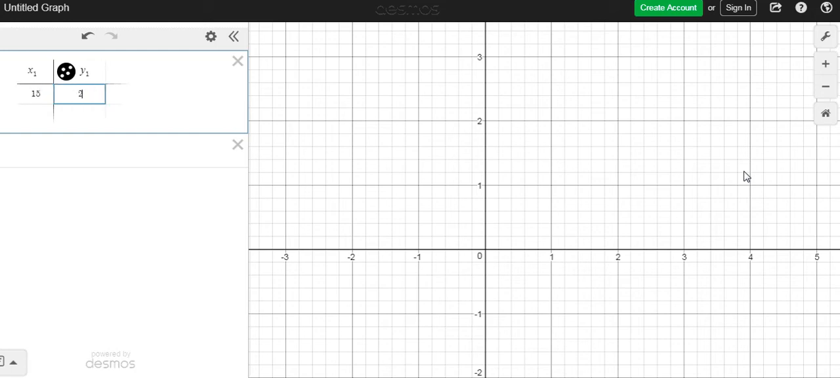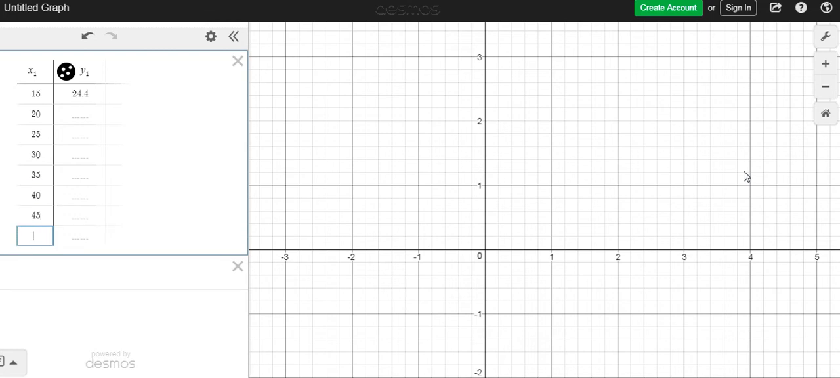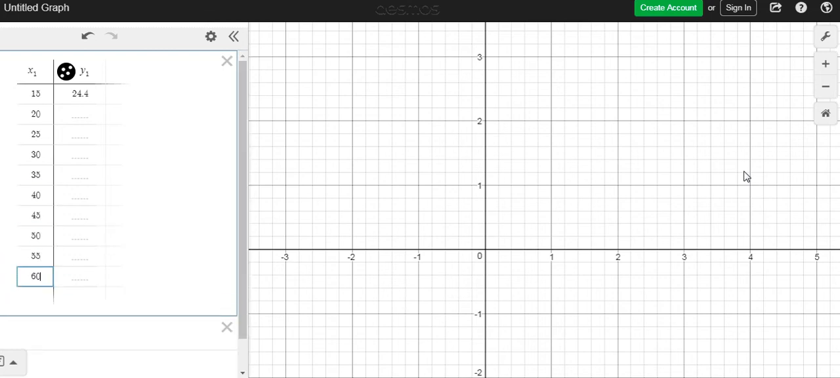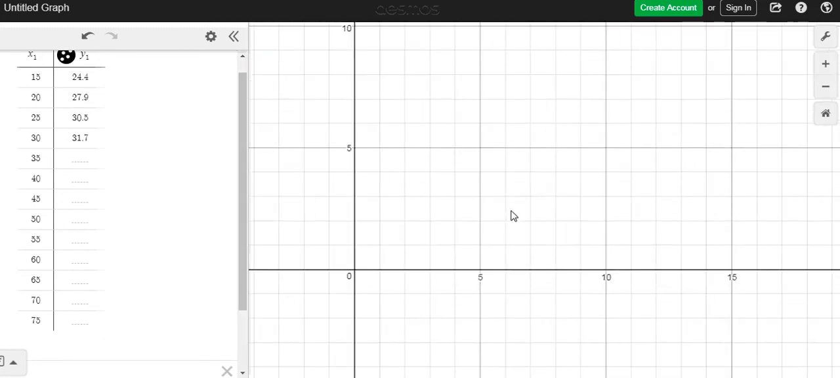When speed equals 15, fuel economy equals 24.4. 20, 25, 30, 35, 40, 45, 50, 55, 60, 65, 70, and 75. So now, what are my data for each speed? 27.9, 30.5, 31.7.